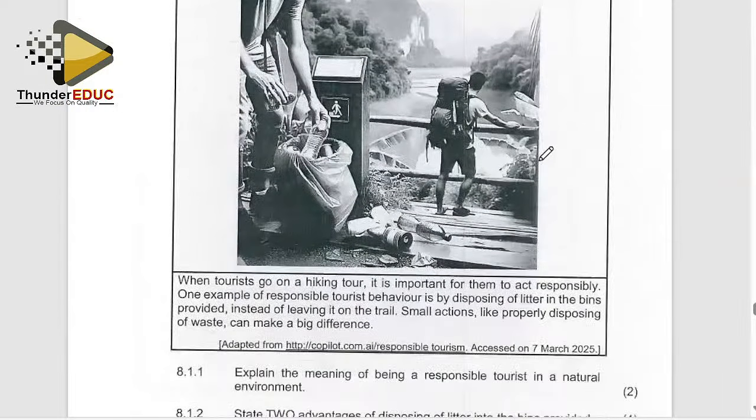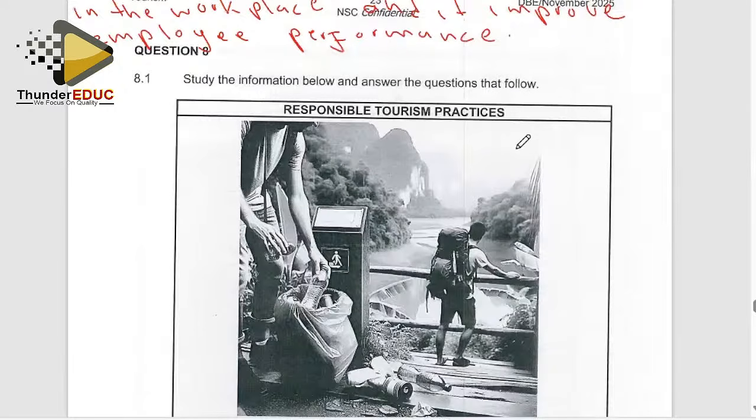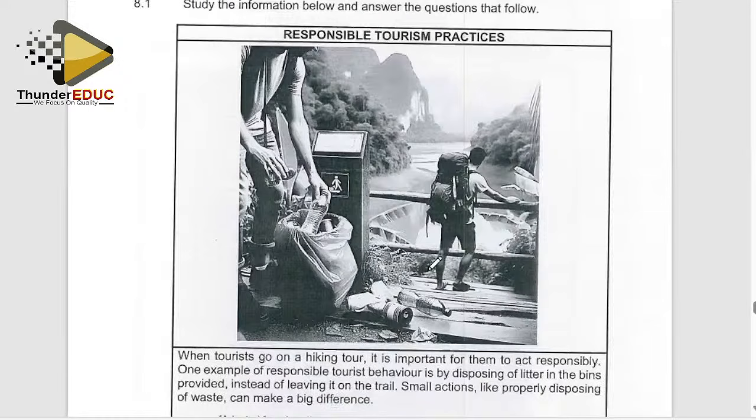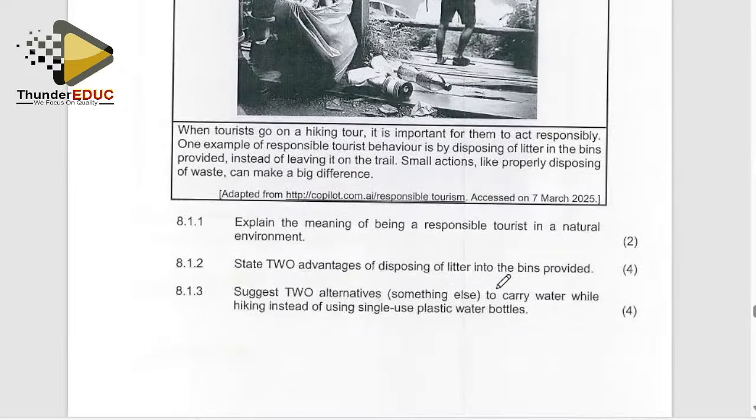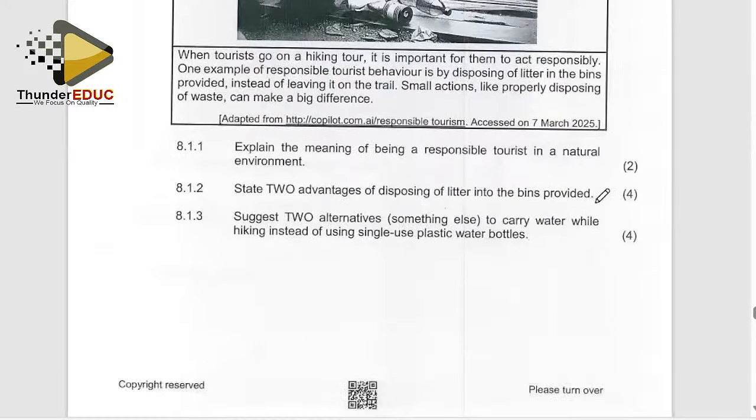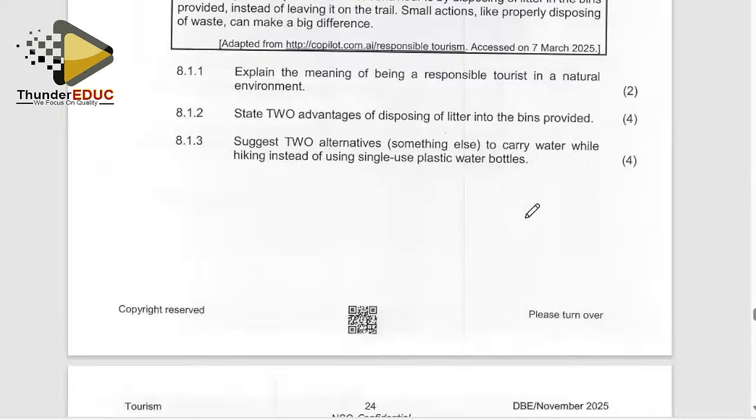So we are looking at responsible tourism practices. We do have people who are sorting litter here. Then we have a tourist who is sticking to the designated paths. So when tourists go on a hiking tour, it is important for them to act responsibly. One example of responsible tourist behavior is disposing litter in the bins provided instead of leaving it on the trail. Small actions like properly disposing of waste can make a difference. It is adapted from copilot.com AI, Responsible Tourism, accessed on 7 March 2025.